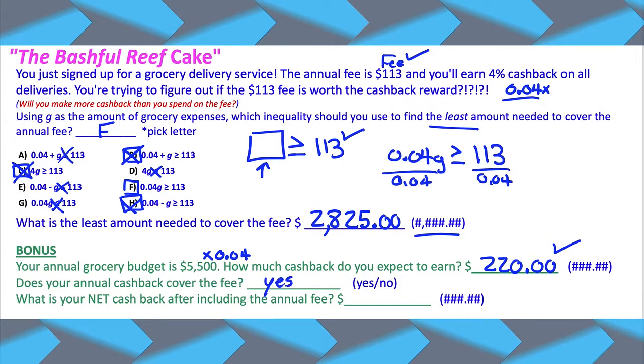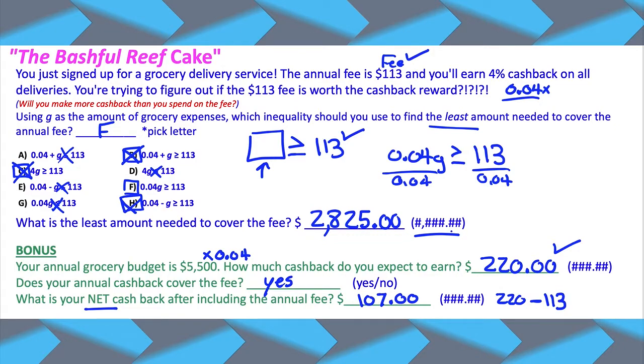Now the last question, what's your net cash back? Okay, so the net cash back is how much is left over after you calculate how much you make minus how much you spend. So if you make $220, but you spent $113 to make that, you'd have to subtract to get the net. So when you do this subtraction, you get $107 flat.